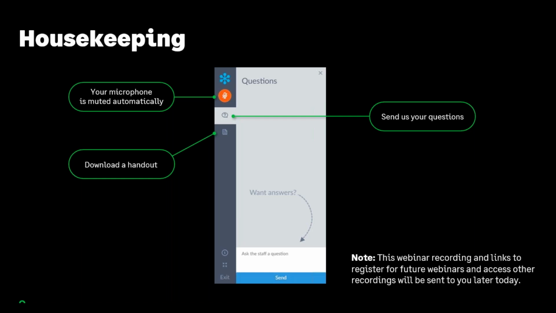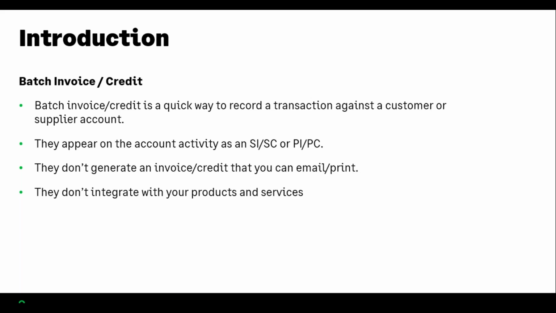You never know. Completely up to you. So first things first, we said introduction is what we're looking at. That's exactly where we're going with this. So batch invoice credit. Now, a batch invoice or credit is basically just a quick way to record a transaction against a customer or supplier account. Now, they only appear on the account activity of the customer or the supplier. They don't appear in the invoices and credits section.